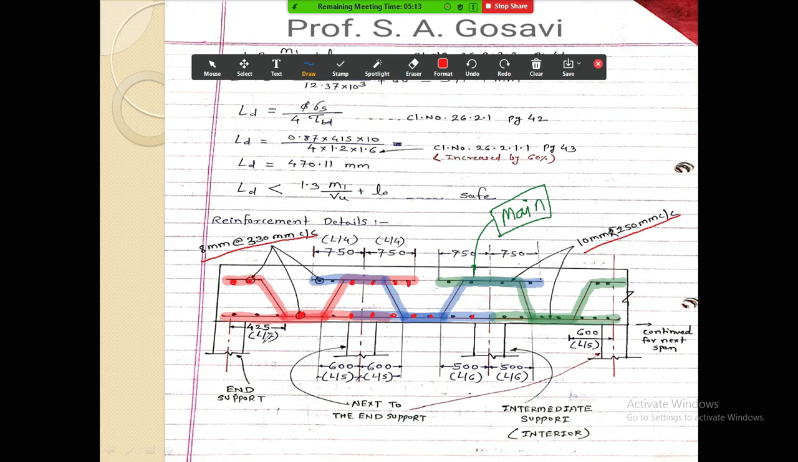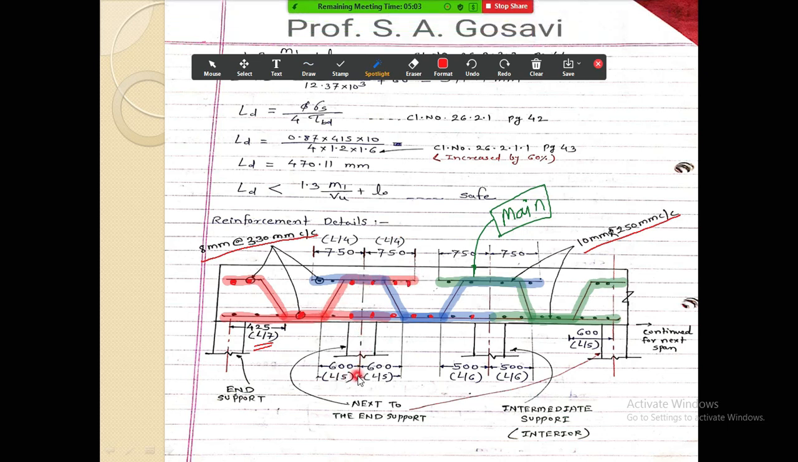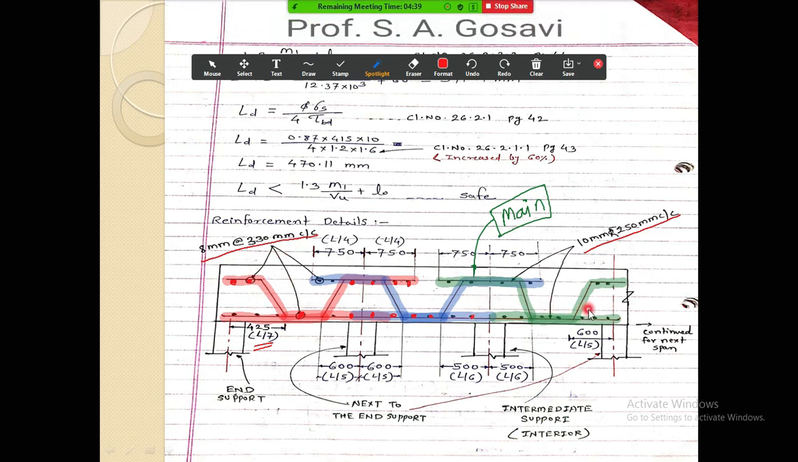So this is the bent up distance L by 7 for the first bar. Then the second bar starts from this point and then it will bend. From the center, its distance should be L by 5. At a distance of L by 5 from the center line of the support, it bends like this. Same on this side also. So this bar will bend up to the distance of L by 5, and the same is continued. This is the reinforcement details.